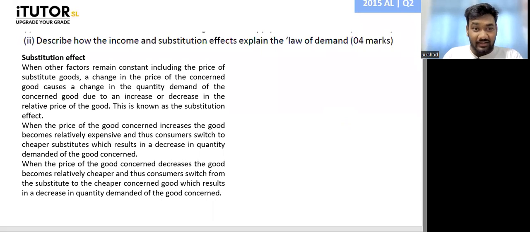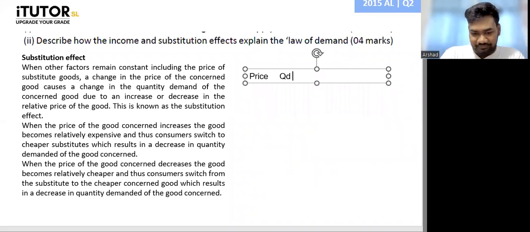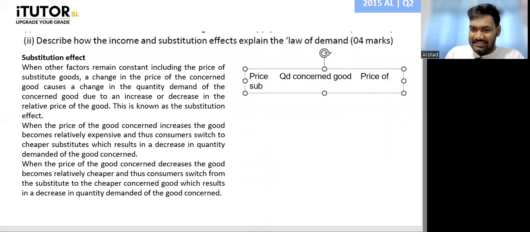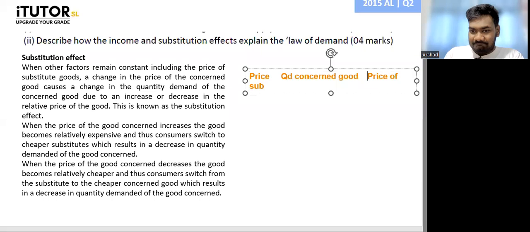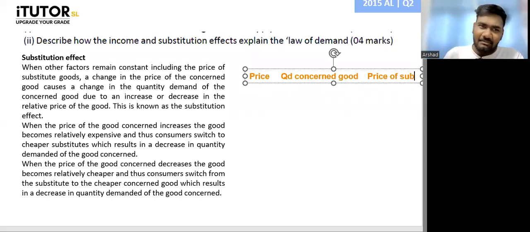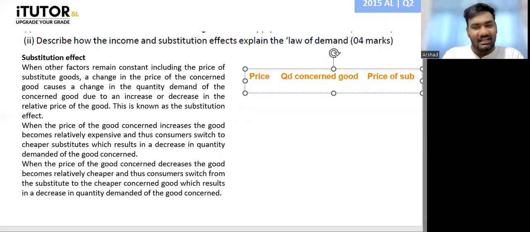Substitution effect is where, okay, now let me give you some stuff. Let's take price, quantity demanded. This is your good, what we call the concerned good. And let's also take price of substitute. I'll go with my basic example that I took even in my theory class. Let's assume that we are talking about the demand for Anchor milk powder. What is our good? Our good is Anchor milk powder.